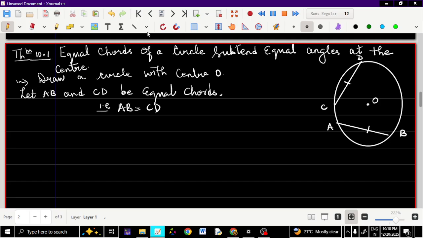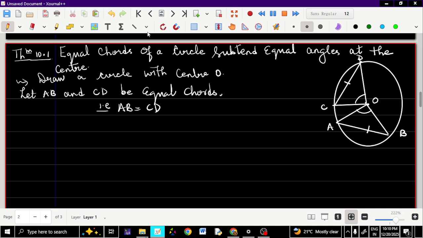Now what I have to prove is what this statement says: the angle subtended by these two equal chords at the center, the angles are also equal. That means the angle subtended by AB at the center O is this, and the angle subtended by CD at O is this. So these are the angles subtended by these two chords. So if the chords are equal, then the angle subtended by them will also be equal. So you have to prove that this angle is equal to this angle. That is what you are supposed to prove ultimately.